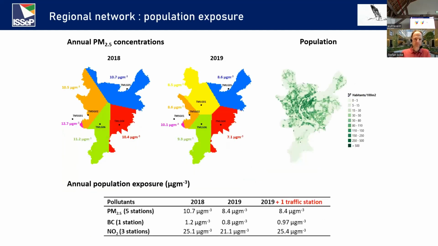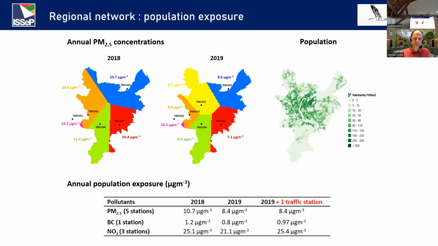Right. So to start, we can estimate the population exposure using the regional air quality network. In Liège, until 2018 there were 5 stations for the measurement of particulate matter, and since 2019 we also have a traffic station. To estimate the population exposure, we attributed the concentration value from the closest station to each point of the territory, and we weighted the concentration by the population using population data at the 100 meter resolution.